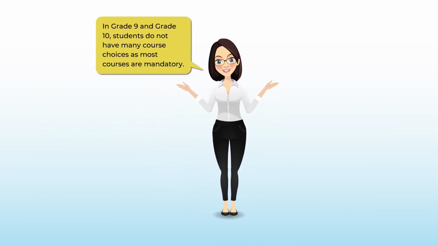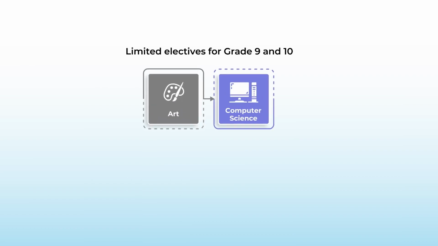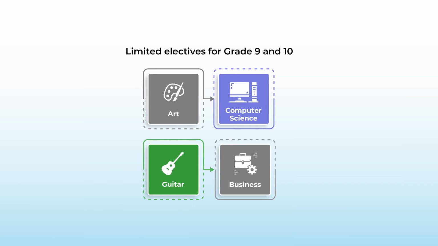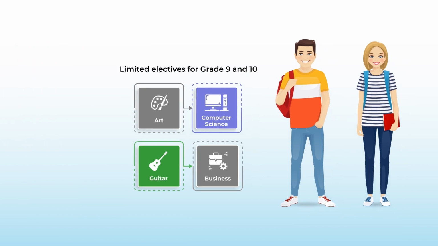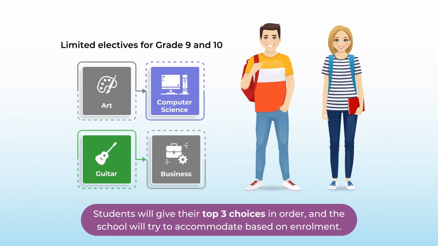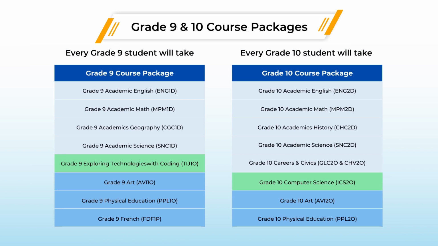In Grade 9 and Grade 10, students do not have many course choices as most courses are mandatory. There are limited electives for Grade 9 and 10: art, computer science, guitar, and business. Students can choose these electives, but depending on the number of students enrolled, a school may not run every elective course every year. Students will give their top 3 choices in order, and the school will try to accommodate based on enrollment. More on that later. This image shows the typical Grade 9 and 10 student course selection.